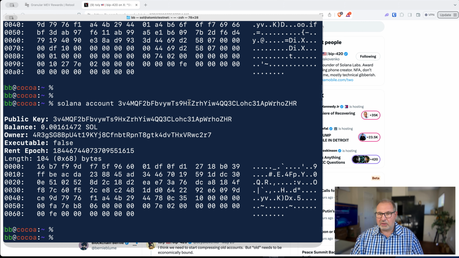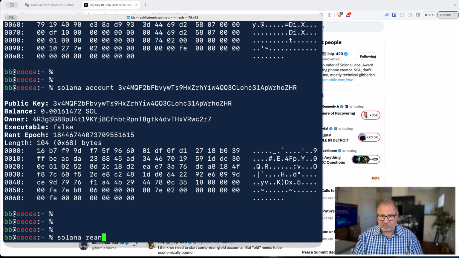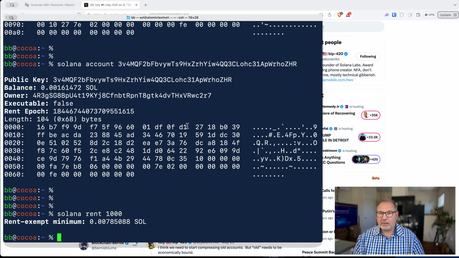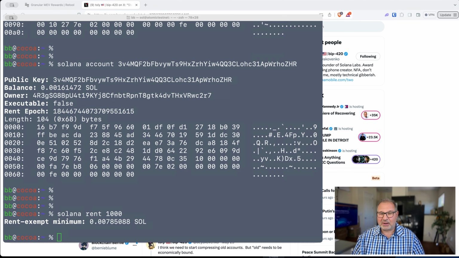So what we can do here in the Solana command line, we can say solana rent, and let's say 1,000 bytes, right? So the rent exempt minimum will be this here, for 1,000 bytes. So now what we have is not 1,000 bytes. It's 3 million of these accounts, right? So we had 3 million claim status accounts. Is that right? Let's do that again. 2,000 times 1,500. Yeah, 3 million times 104 bytes, right? So that's 312 million bytes. Okay.